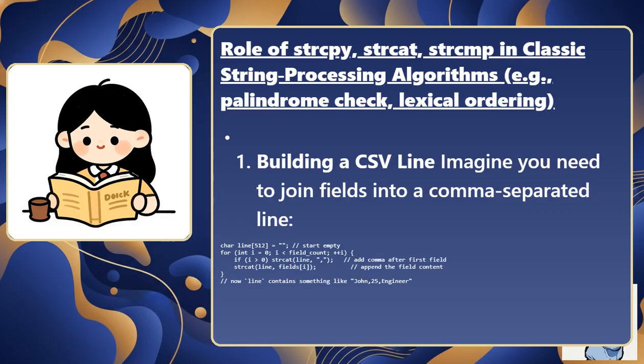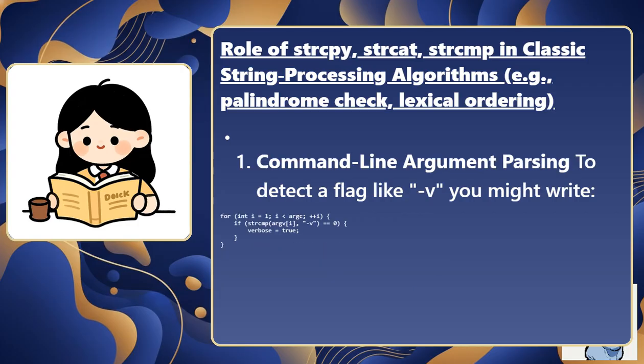To build a comma-separated values line, start with an empty buffer line. For each field, if it is not the first field, concatenate a comma, then concatenate the field content. After the loop, the line contains something like "John,25,engineer". For command line argument parsing, iterate over the arguments starting at index 1, compare each argument with the string "-v" using strcmp. And if the comparison returns 0, set the verbose flag to true.